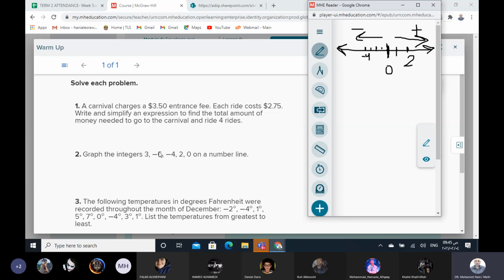Then as you see here we have minus 6. Before the 6 we have minus, which means we have a negative number, so go to the negative side. So here minus 4, minus 5, minus 6. Then here we have 3. Here we have 1, 2, and here we have what? Here we have 3.